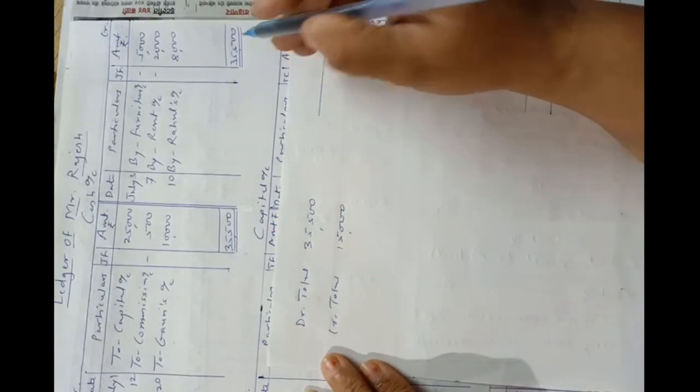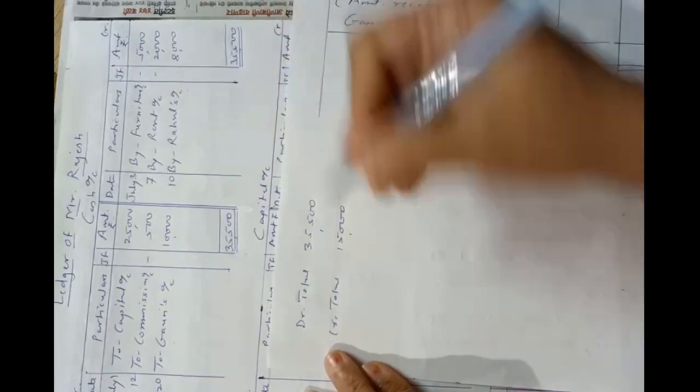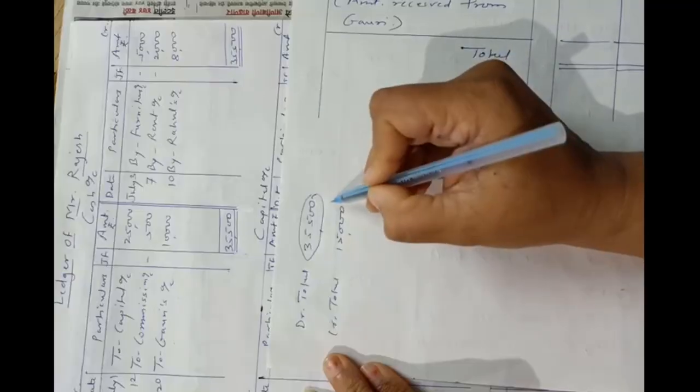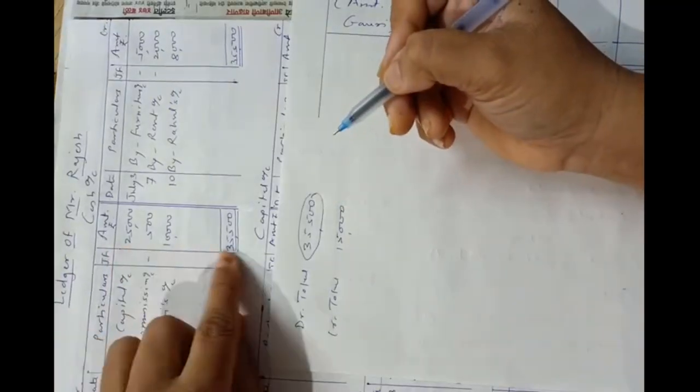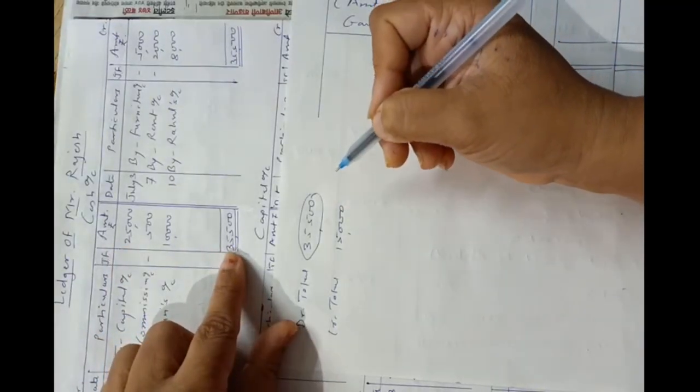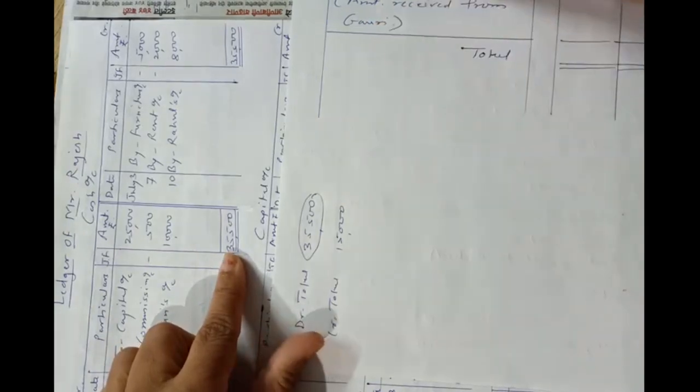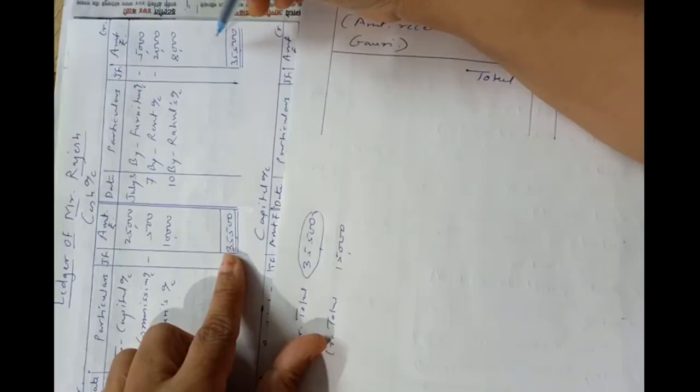Okay. It means आपल्याला वजनाचा काटा 35,500 ला टॅली करायचा आहे. टोटल ऑफ दिस साइड इज ऑलरेडी 35,500. Now we have to make total of this side 35,500.